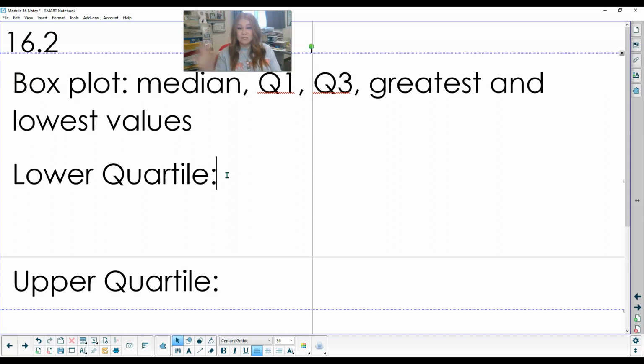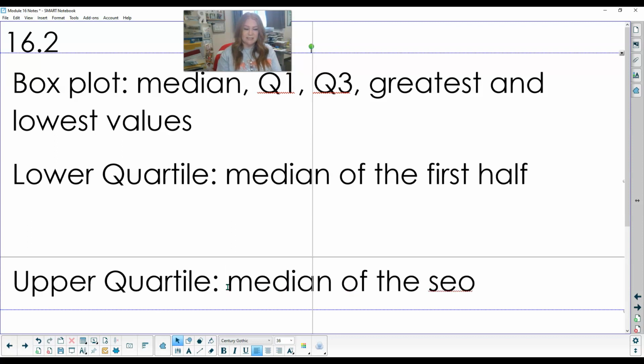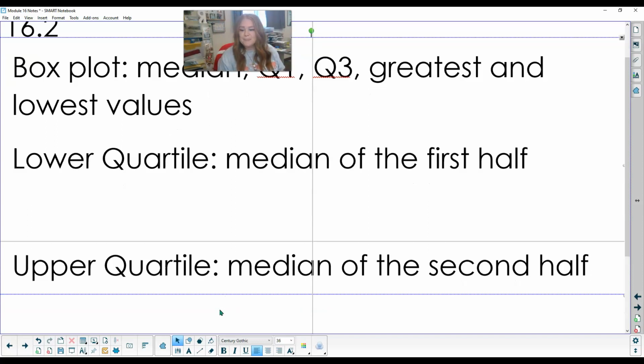So the lower quartile is the median of the first half. Once you find your median, it's split into two sections, and then you find the middle of the first part, and that is our lower quartile. And then for the upper quartile, we find the median of the second half. So the lower numbers and the higher numbers, we find the middle of those. It's broken into two pieces, middle, middle.